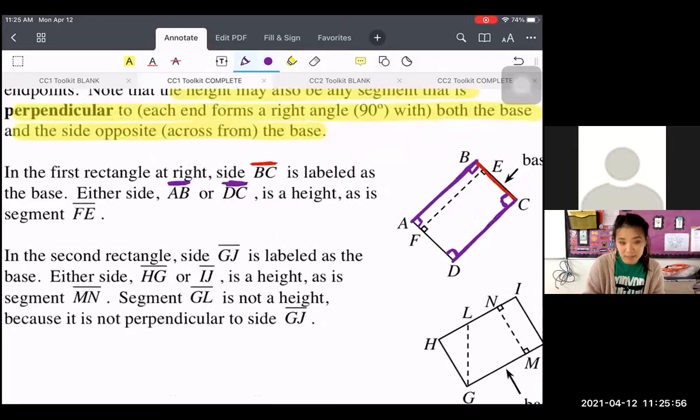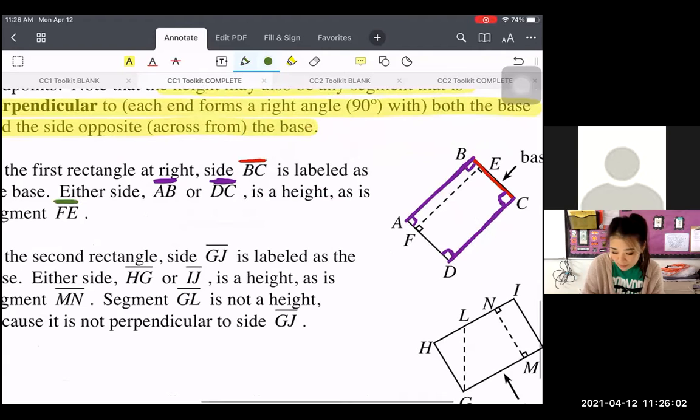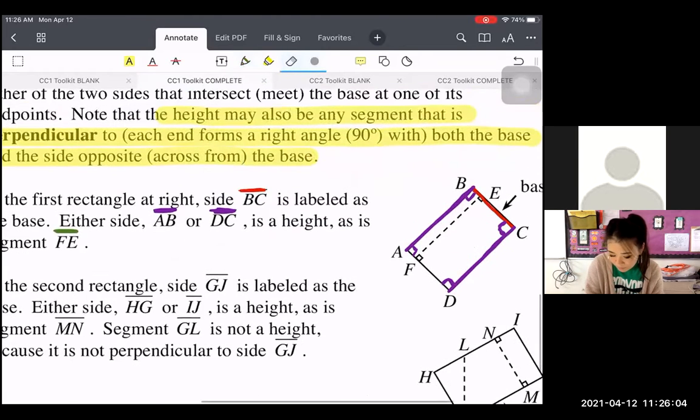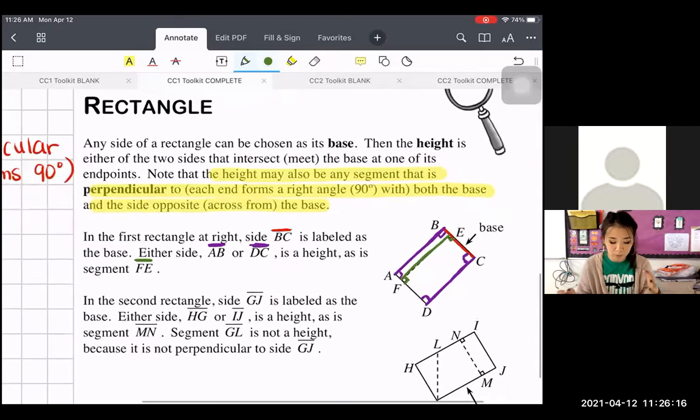The other one that they label, so let me show you this one, FE. This is any segment that we have on the inside. If I look at this line right here, from F to E, it's perpendicular, meaning there are right angles. So it forms a right angle with both the base and the opposite side. The base is BC, the opposite side, and it's forming that right angle.